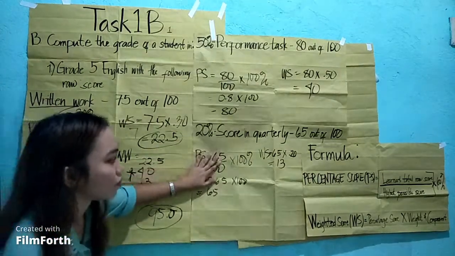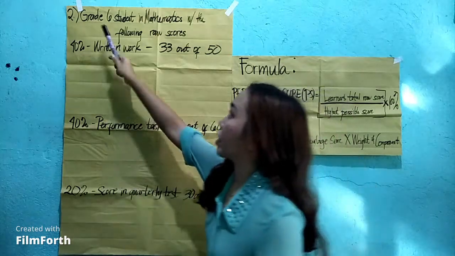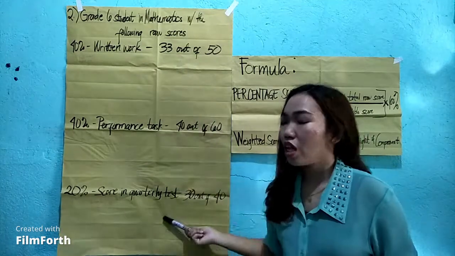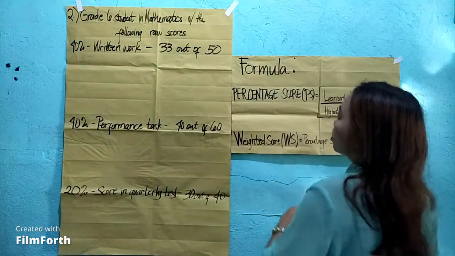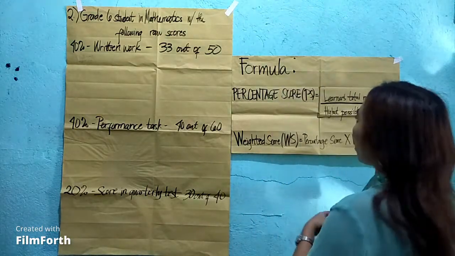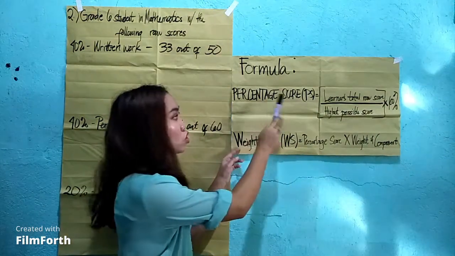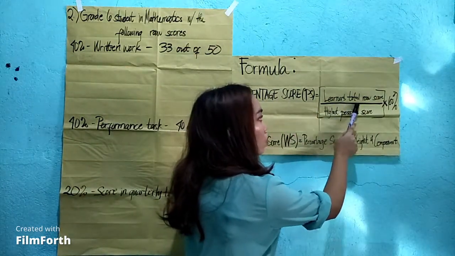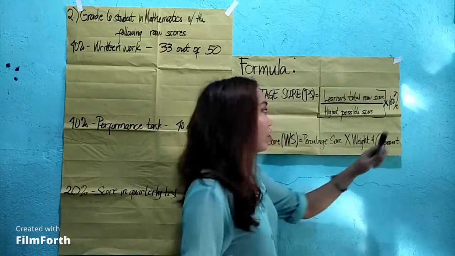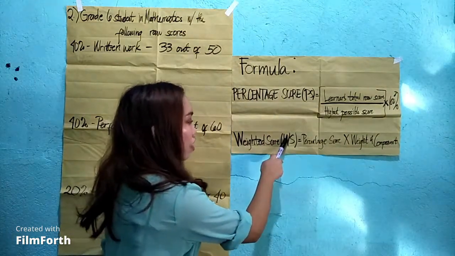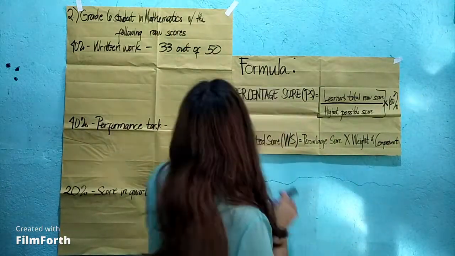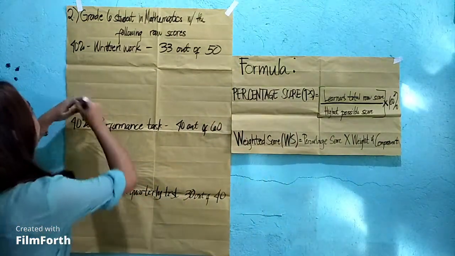So that's it. Task B number 2. Grade 6 students in mathematics with the following raw grade. So we will solve their raw scores and find their grades. So this is the formula. Percentage score, PS, learner's total raw score over highest possible raw score times 100%. Weighted raw score, WS, percentage score times weight of component score. So let's begin.